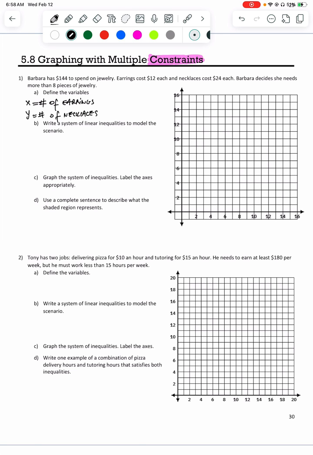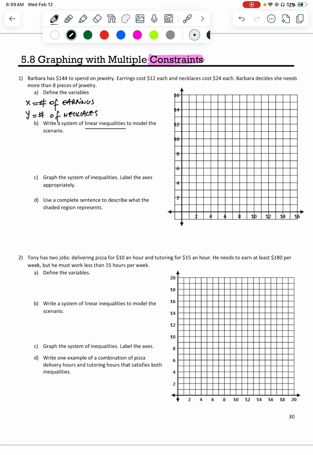Okay, and you could have used the initials. You could have used E and N for earrings and necklaces, but I know quite a few of the students prefer using X's and Y's because we're just used to them. So this is defining the variables, right? That's the first part. Part B says, write a system of linear inequalities to model the scenario.